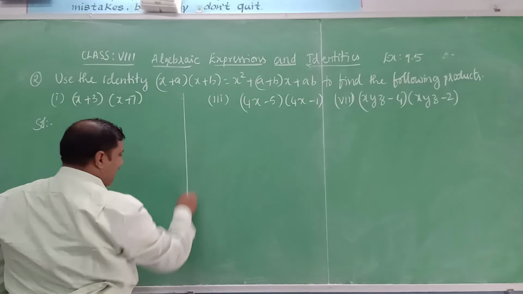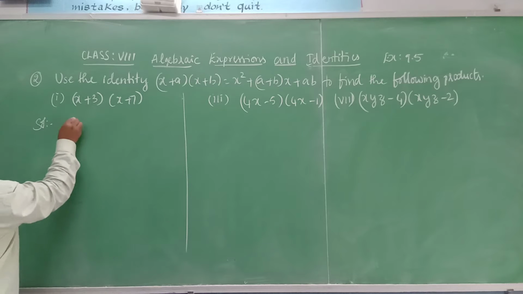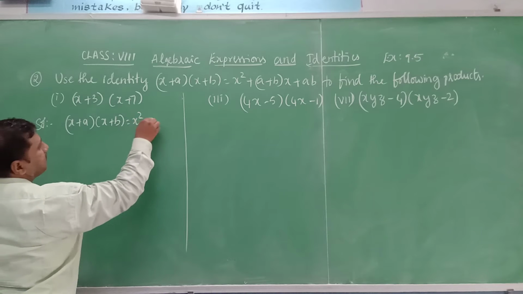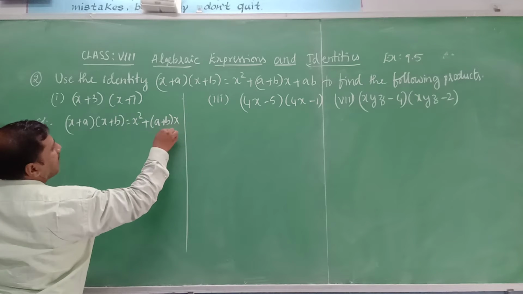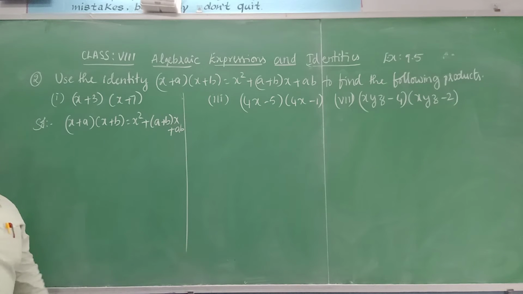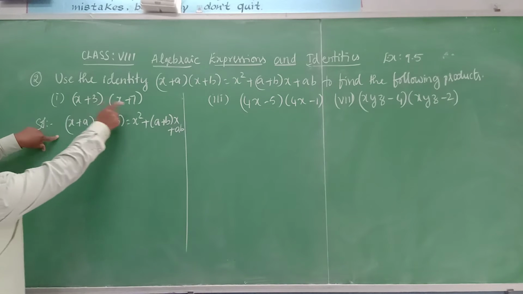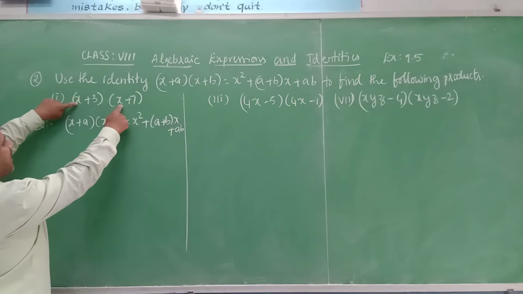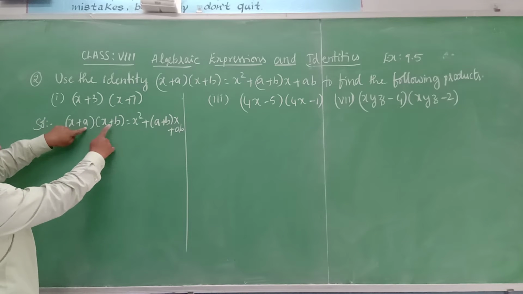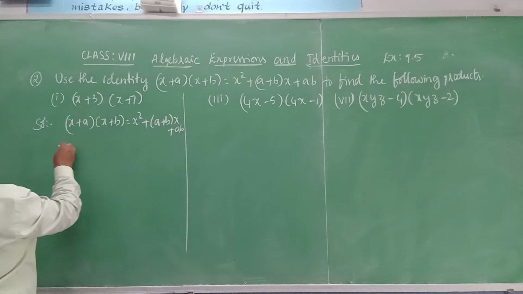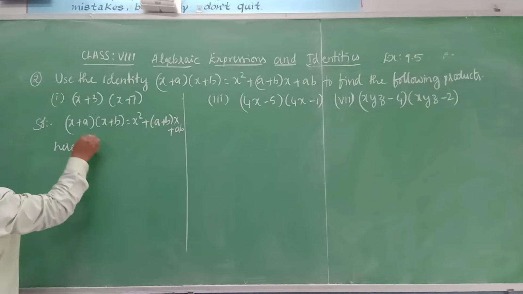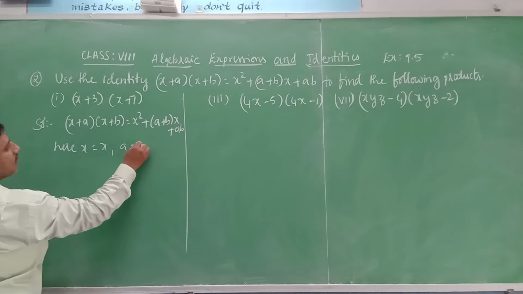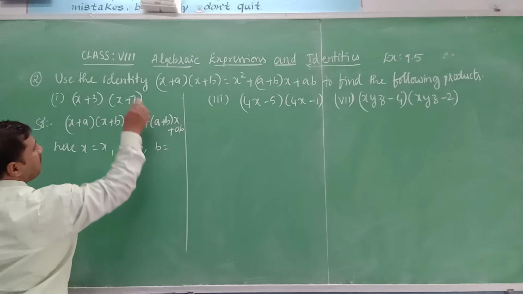You observe the identity. So what is the identity here? x plus a into x plus b is equals to x square plus a plus b into x plus ab, that is a into b. Now observe the given expression, x plus 3 and x plus 7. The first terms are same, x and x, as in the identity. Second and third terms are a and b. Now you compare here: x is equals to x only, and a is equals to 3, and b is equals to 7.